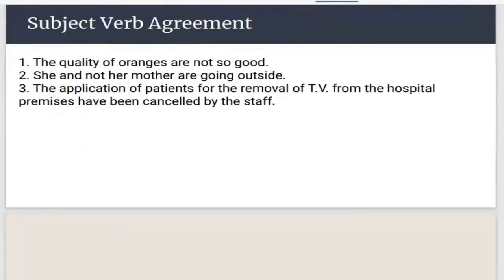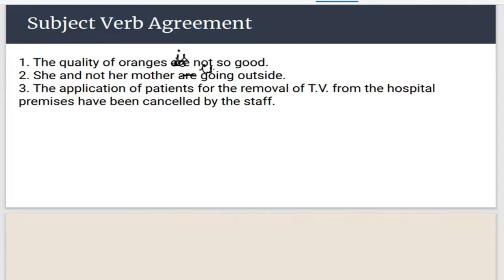Now have a look at these 3 sentences and answer. In these 3 sentences, you just need to analyze and write the subject. What is the subject in the sentence, and according to the subject, you need to write the verb. Many of the students are saying that are will be replaced with is. Very good. Now let's talk about sentence number 2. She and not her mother are going outside. Here also are will be replaced with is. And what about the last sentence?